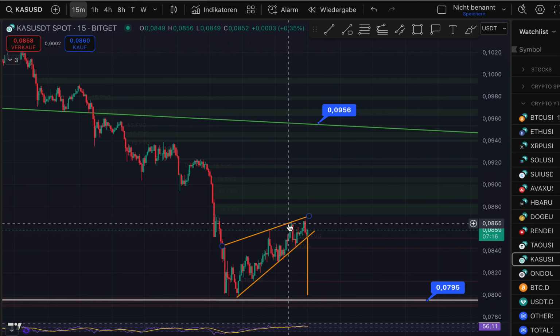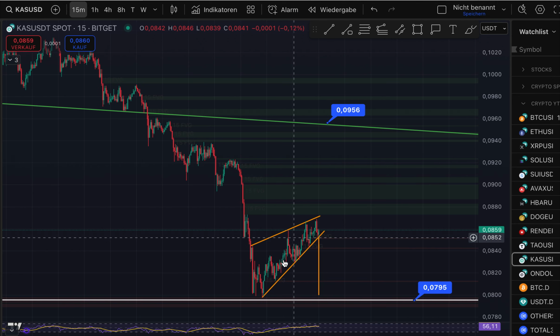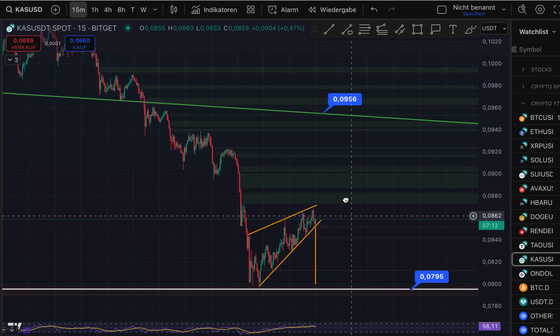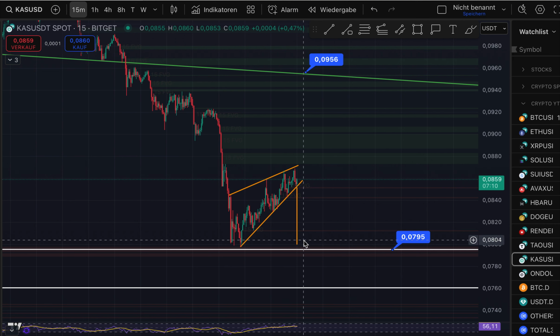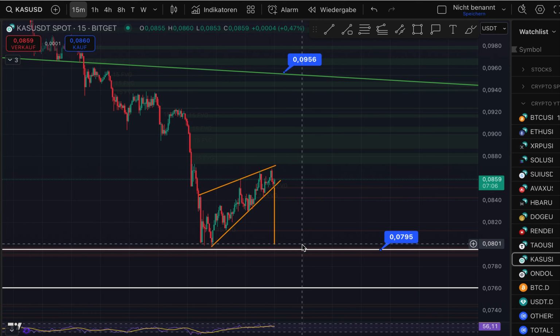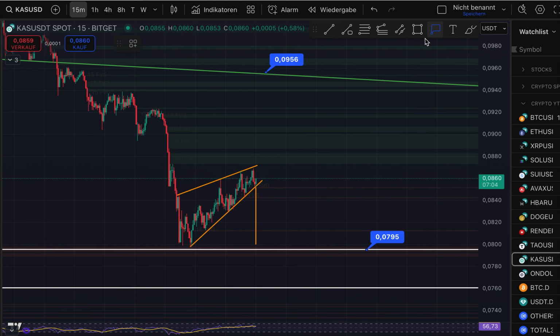So what about Casper? In my opinion, Casper is in a rising wedge. If it breaks to the downside, then the 8 cents is going to get very interesting again. So here's the price mark for the breakout. 8.5 cents have to hold. If they break to the downside, then we can see the 8 cents again.